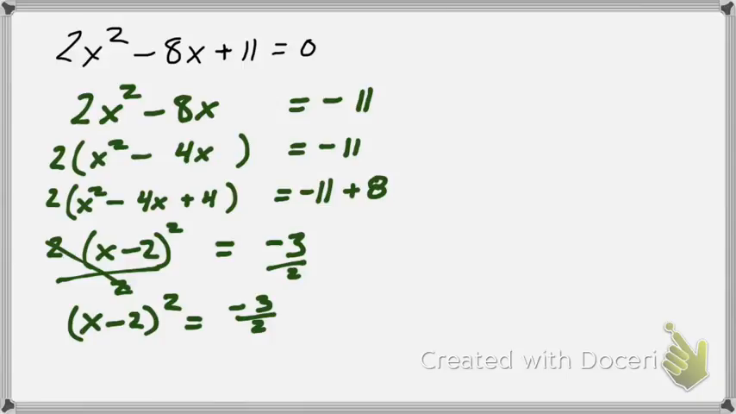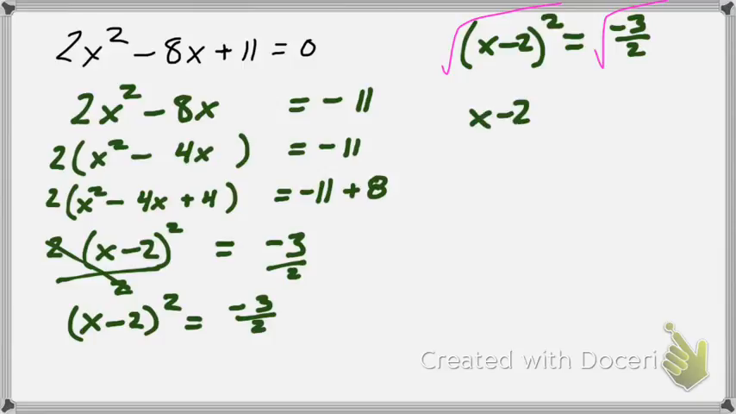I'm just doing my algebra skills right now. I'm not really doing anything fancy. Step 2, square root both sides. So up there on the top, I would take the square root of both sides, giving me x minus 2 is plus or minus the root of negative 3 halves. Add the 2 to the other side.